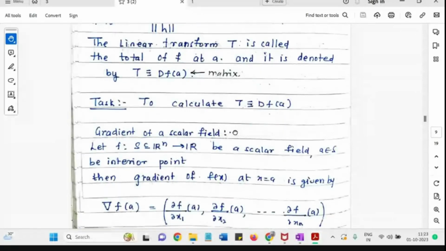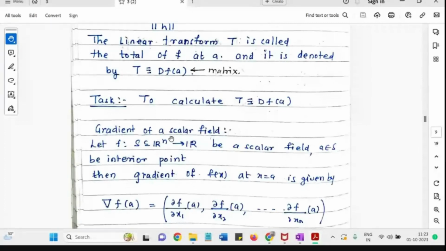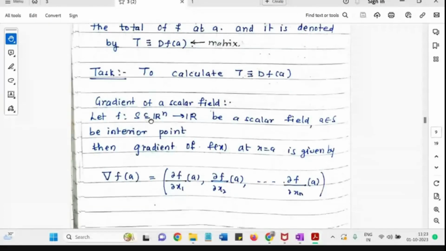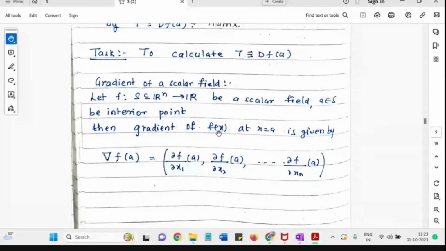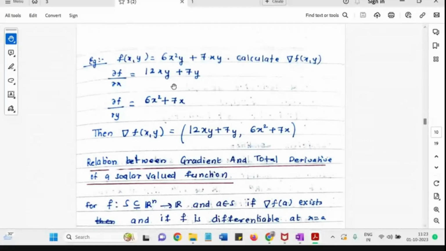Here, let us visit a concept called the gradient of a scalar valued function. If I have f, a scalar valued function, and a is an element of S, then the gradient of f at x equal to a is nothing but a vector where the first component is dou f by dou x1 at a, the second component is dou f by dou x2 at a, and the last component is dou f by dou xn at a. Let us see, we have an example over here. So I have f of x comma y given by 6x square y plus 7xy.